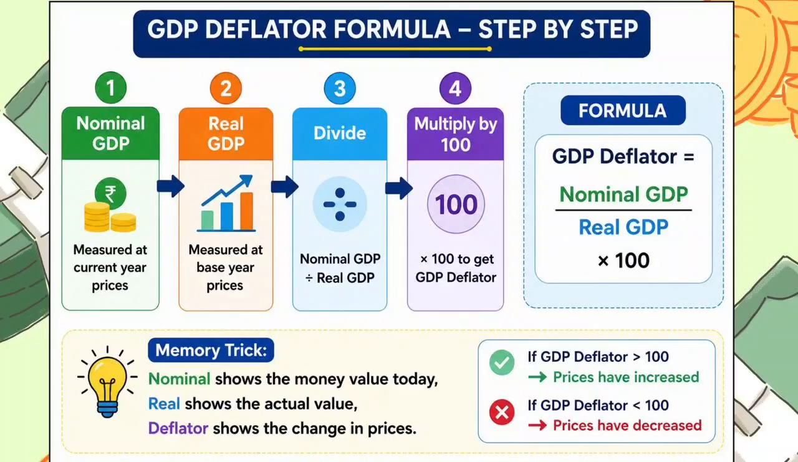Instead of memorizing formulas separately, remember this simple flow. Current prices give us nominal GDP. Compare it with real GDP, multiply by 100 and you get the GDP deflator. You can pause the video and note it down.